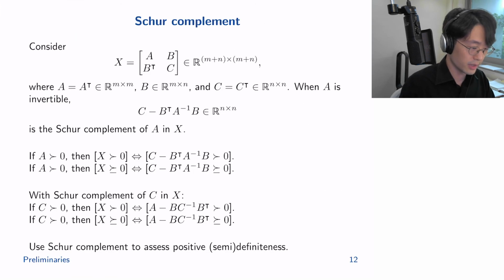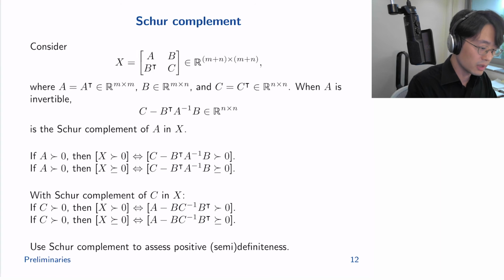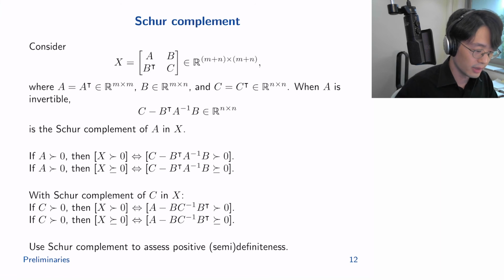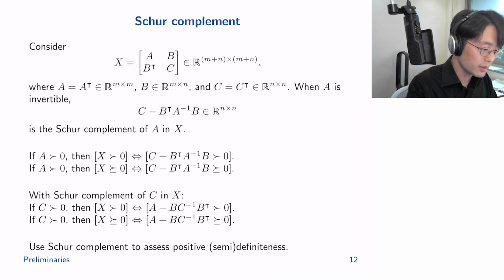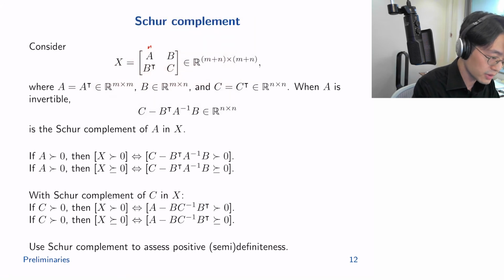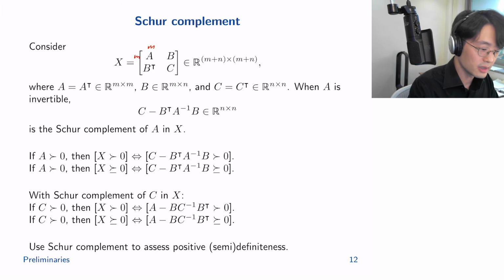Okay, next let's consider the Schur complement. Let X be a block matrix with blocks A, B, B transpose, and C. The top left block A is an m by m symmetric matrix. The top right block, B, is an m by n matrix, so the dimension over here is n, and the dimension of B transpose over here is n. And the bottom right block, C, is a symmetric n by n matrix. So the matrix X as a whole is an m plus n by m plus n matrix.